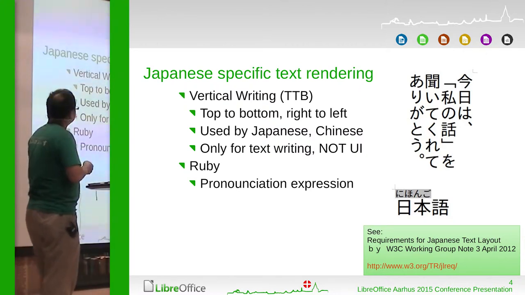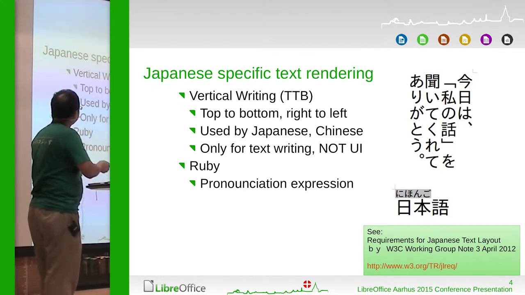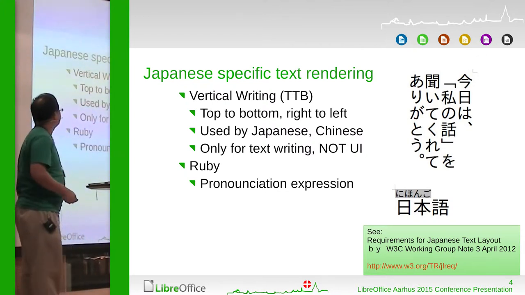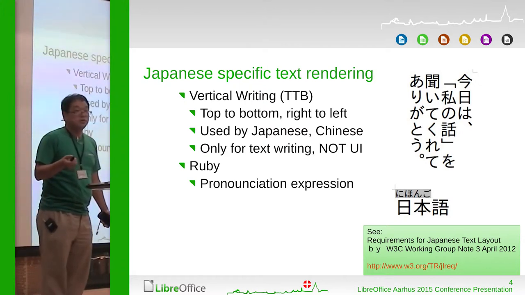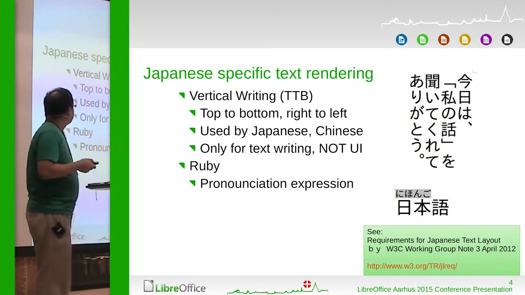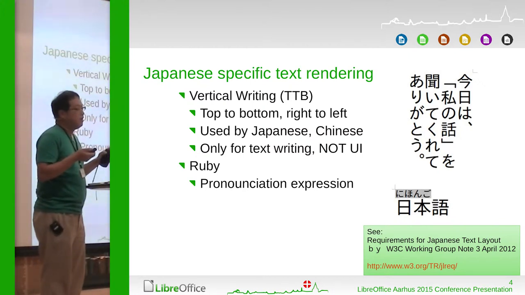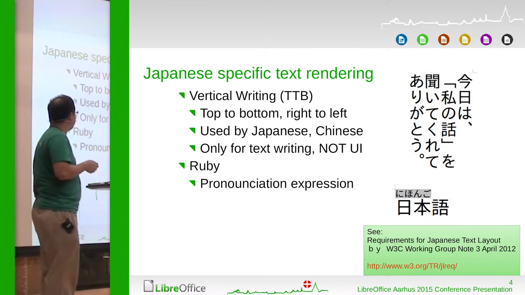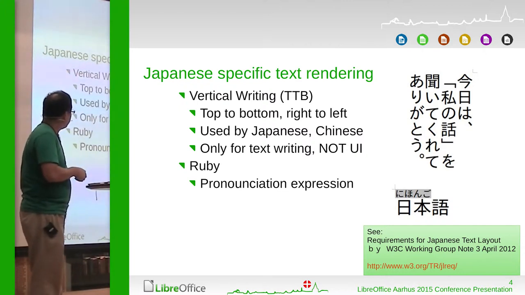So what is vertical writing? Sometimes we say top to bottom, TTB. We start here and go down here. This is mainly used in Japan, and some Chinese also use it, but not commonly, I think. An important point is that we use it only as text writing, not for the user interface, so it's a little different from RTL languages. Another Japanese text rendering feature is Ruby. Ruby is a pronunciation expression, for example, like this.